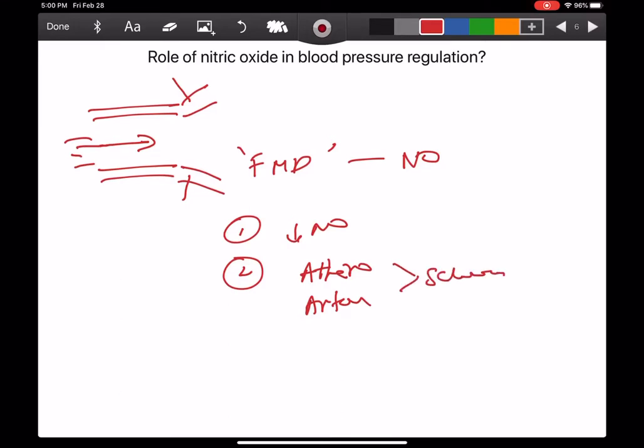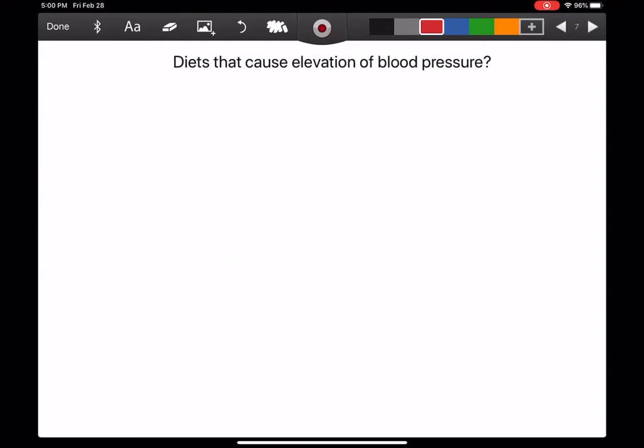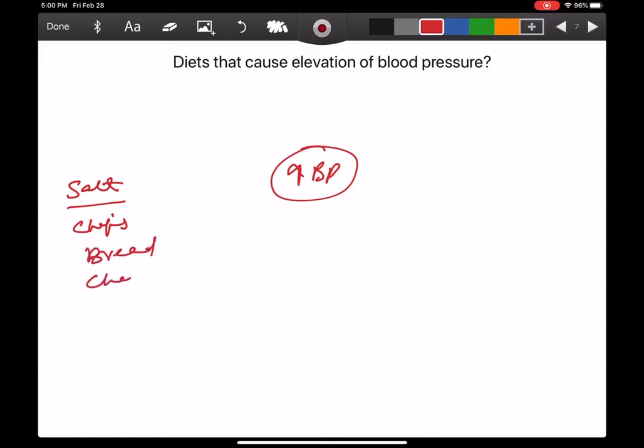Let me move on to the next slide where I will speak about the diets that put you at a greater risk of having high blood pressure. So, the number one thing that increases your blood pressure value is salt. This is present in things like chips, bread, cheese, French fries, followed by alcohol.